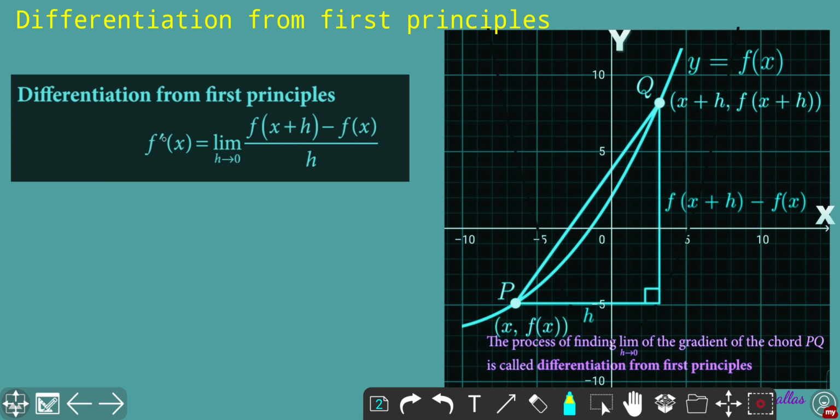No matter which notation you use, questions might be given in different notations, so make sure you can operate with them. If you have no idea what f prime, this apostrophe or dash, means, please watch the previous video where I explain how to differentiate from first principles in a general way, and where this formula comes from.